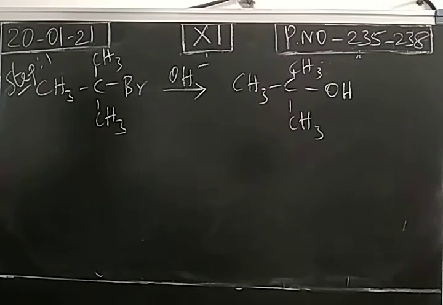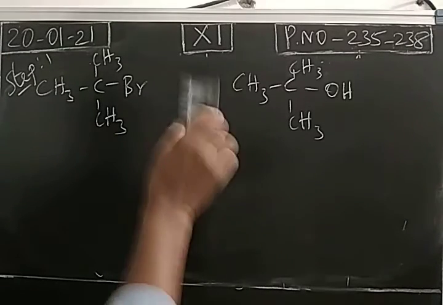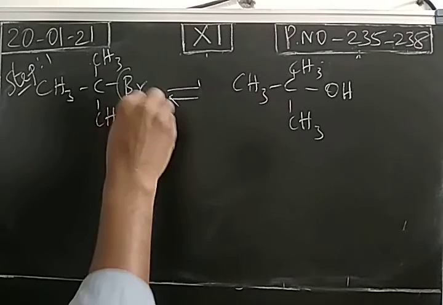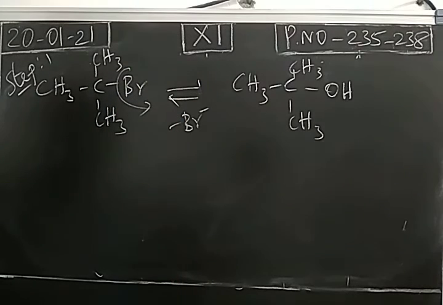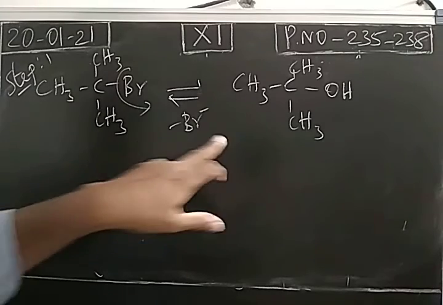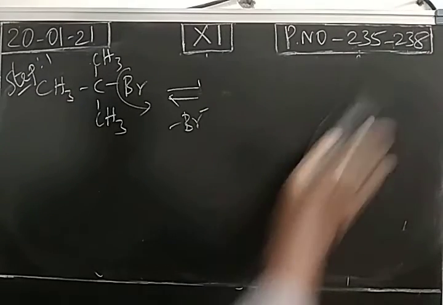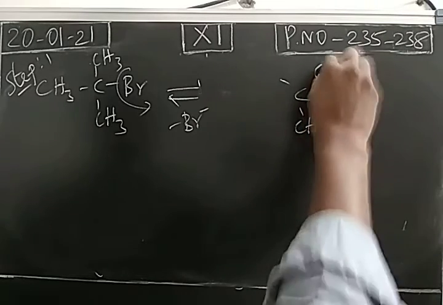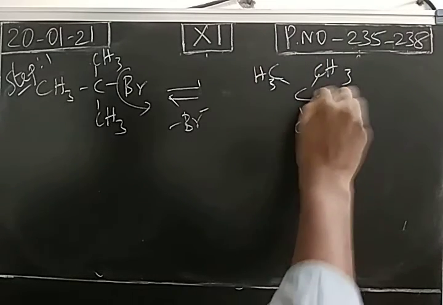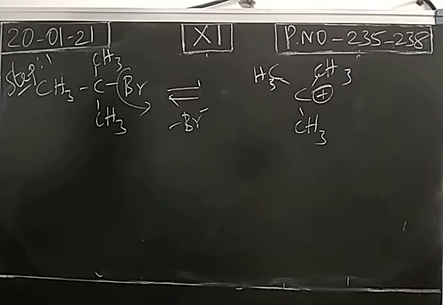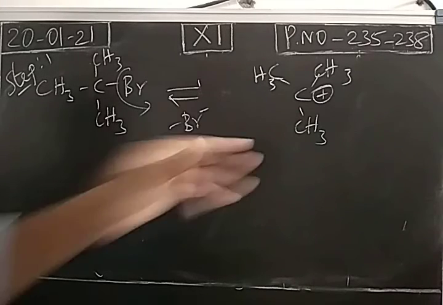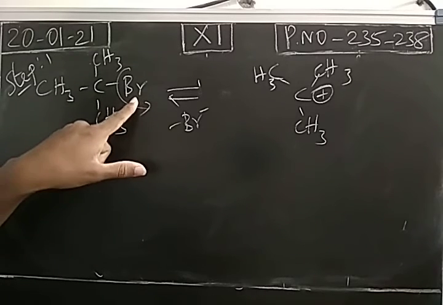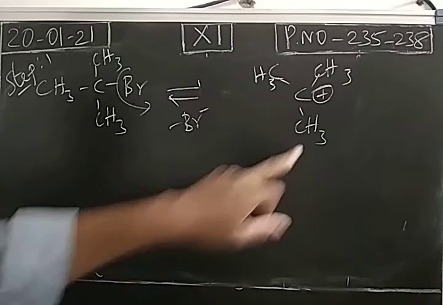You take the first step. The bromine is leaving as a bromide anion. So we will get a carbocation as the intermediate, the tertiary butyl carbocation. We have different intermediates like carbanions and free radicals. This is one of the intermediates. In the first step, bromine is leaving as a bromide anion, so we get a carbocation.